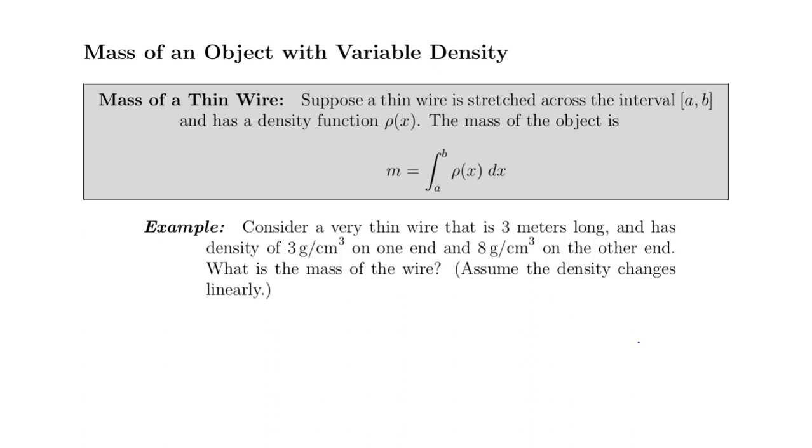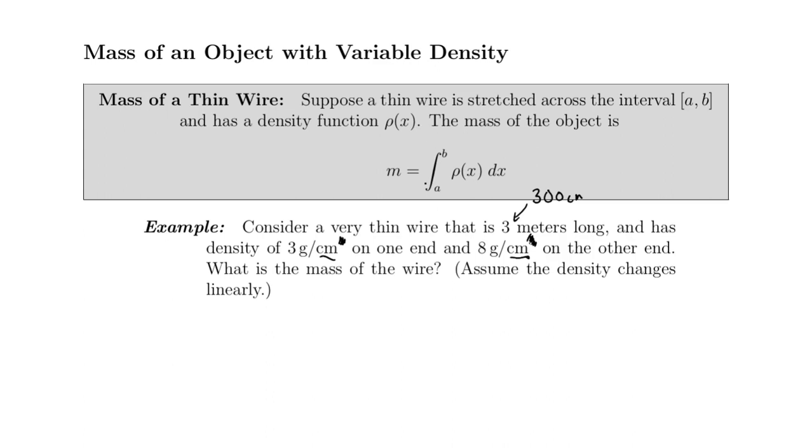Let's consider a very thin wire that is 3 meters long. So I'm going to convert this to centimeters because that's what we're using for this density. We'll say 300 centimeters then. And it's got this density of 3 grams per cubic centimeter on one end and 8 grams per cubic centimeter on the other. We're going to reduce this down to one dimension, and so we're going to pretend that it's actually 8 grams per centimeter and 3 grams per centimeter here. Again, this is a bad assumption, but if it's very, very thin, that's okay for us to do.